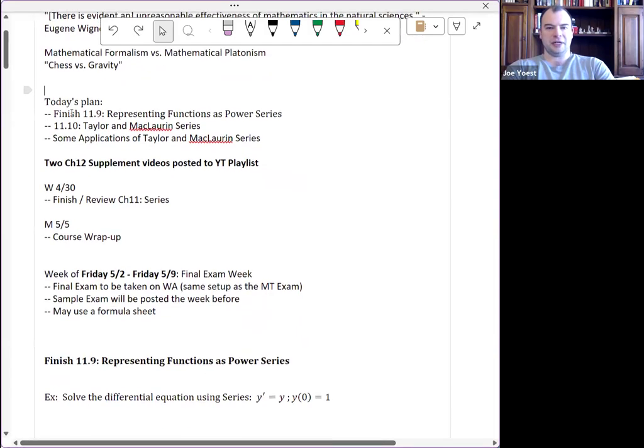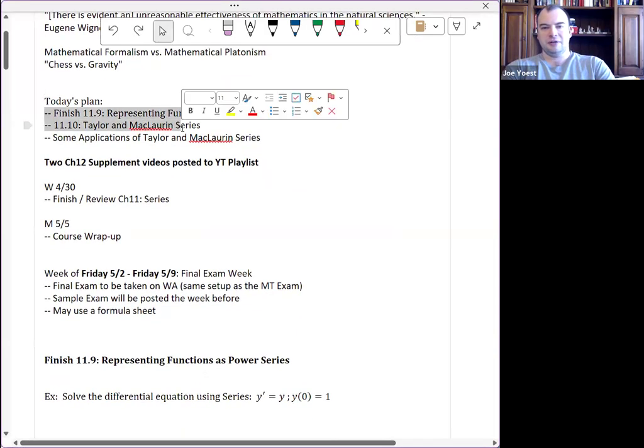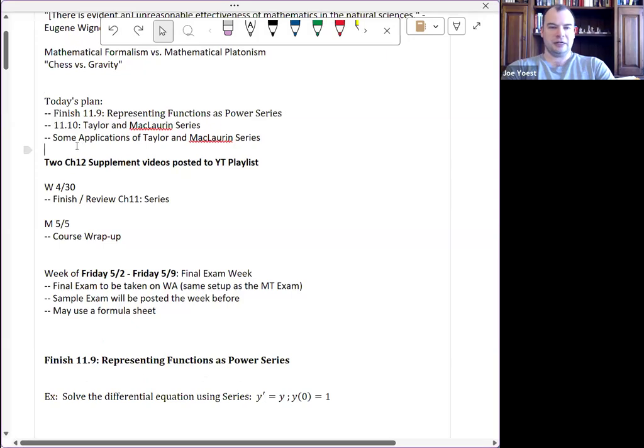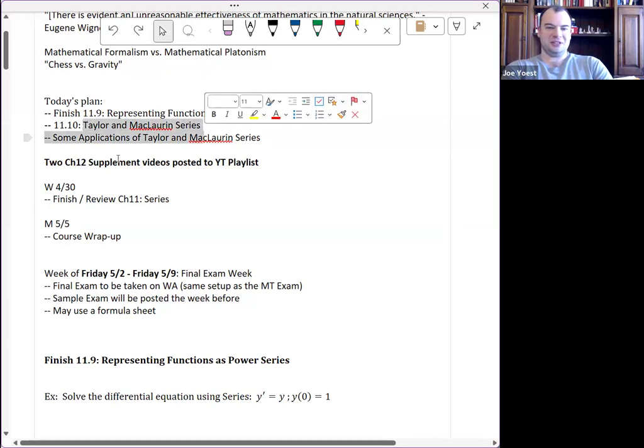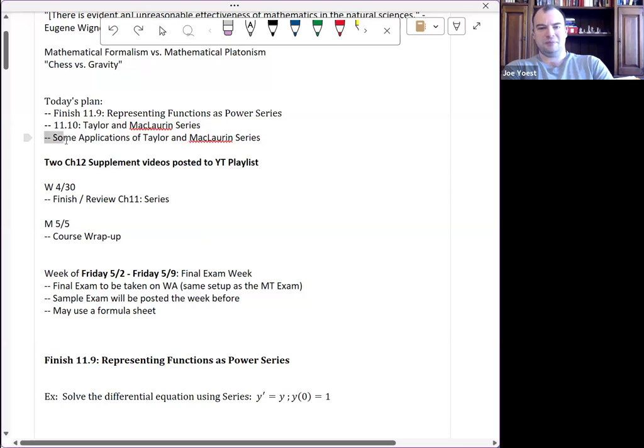Okay, so the plan for today is to finish section 11.9, get a start on 11.10. I know it's a math textbook, so it's kind of strange that we call 11.10 instead of something else, but 11.10 Taylor Maclaurin series, and then possibly look at some applications of Taylor Maclaurin series.